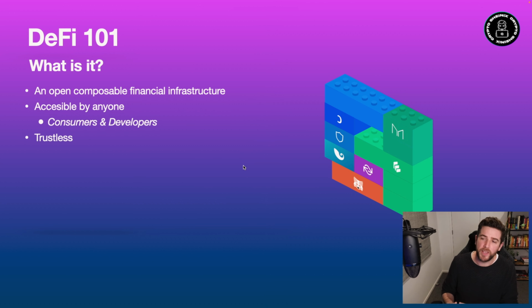And when we say that it's accessible by developers, it means that developers can look at the code, copy the code, and start making their own modifications to these protocols to create a new product, or even combine different DeFi protocols to create a new product, a new value out of it. So that is a little bit of what accessible by anyone means.